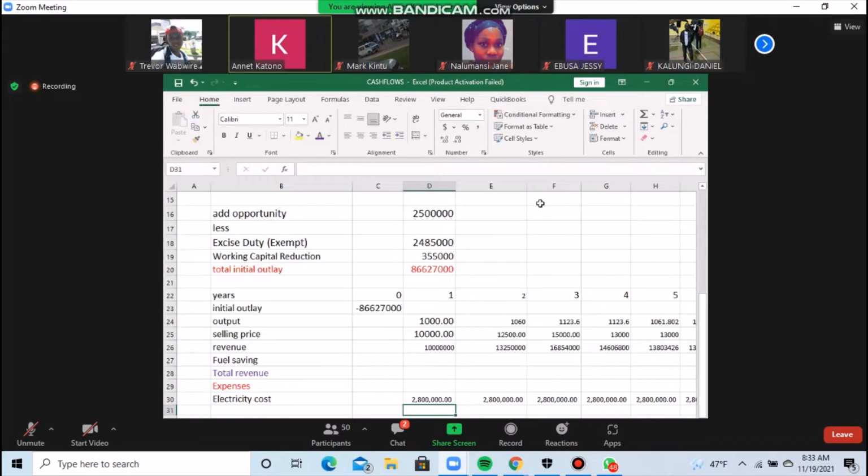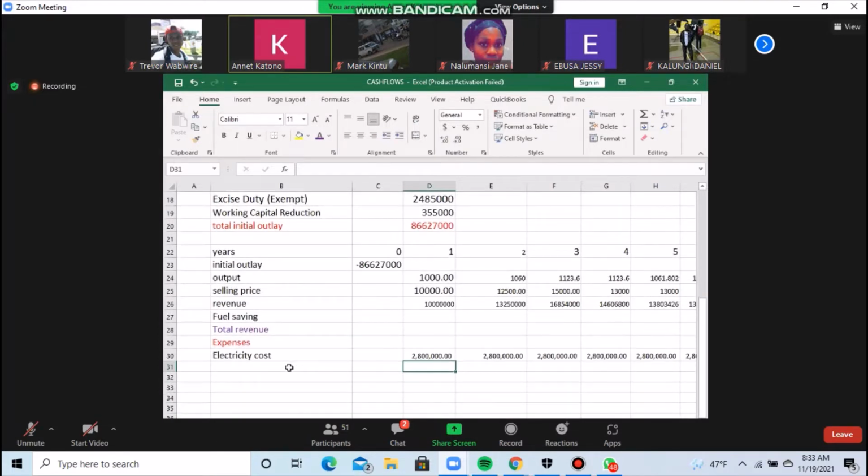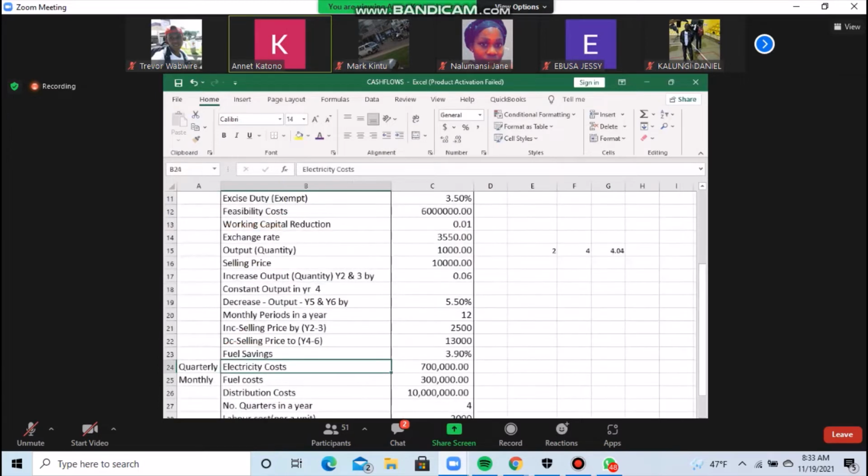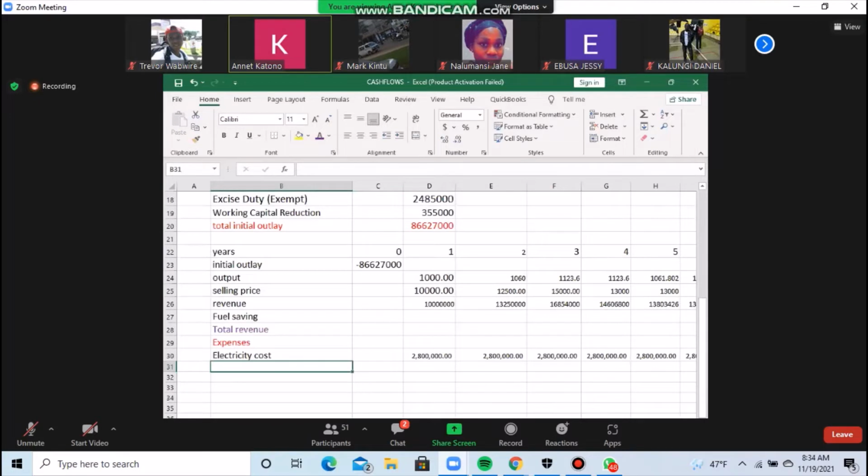Okay, let us continue. Next expense that we have is fuel costs. And this fuel cost has been given on a monthly basis, and it's 300,000. But remember, when we are determining cash flows, we are dealing with years. Our period is always in years. So you just multiply still.